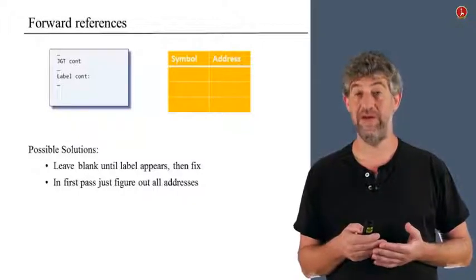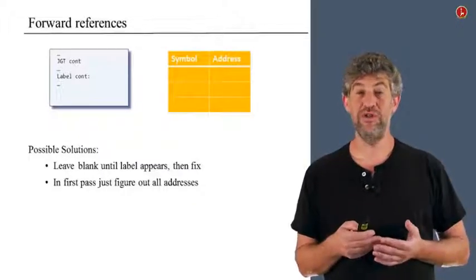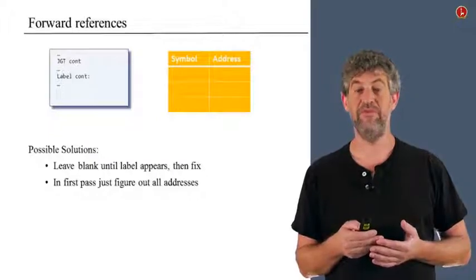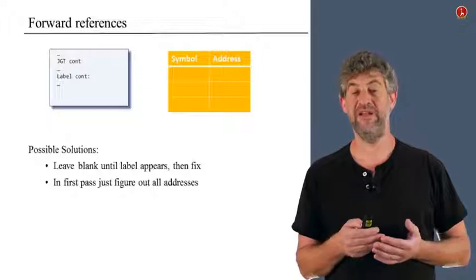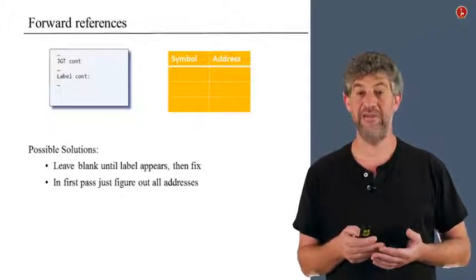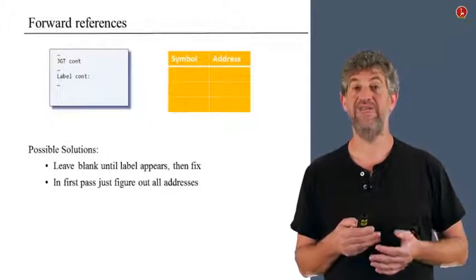Well, there are two ways to handle it. One way, which is usually a little bit more complicated, is to basically remember that I've seen a label that I don't know where it is yet, keep it in a side table, and when I actually get to the definition of the correct address, fix it back.